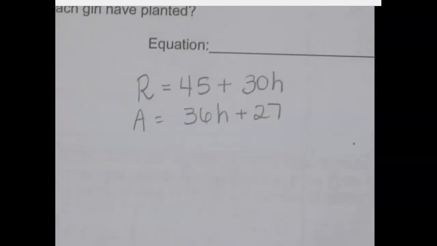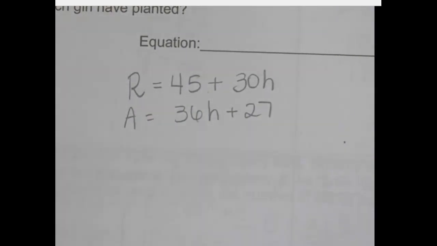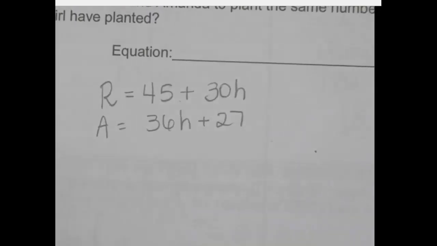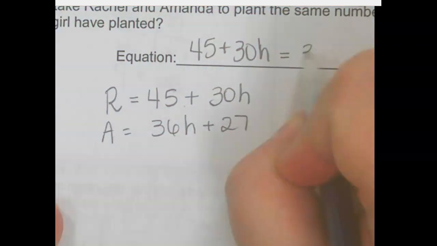All right. How long will it take Rachel and Amanda to plant the same number? How do I represent sameness in math? Equal. Very good. So I'm looking for an equal. So our equation is going to be Rachel's equal to Amanda's.